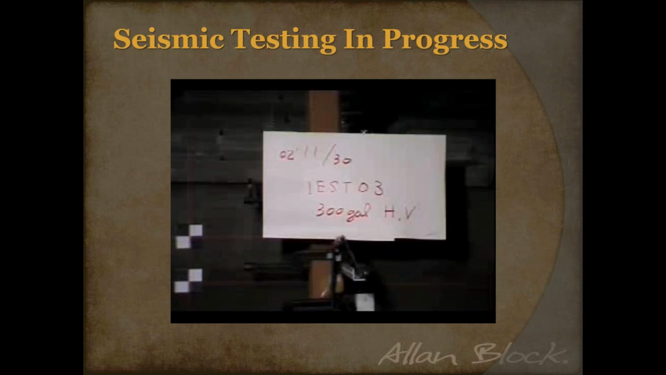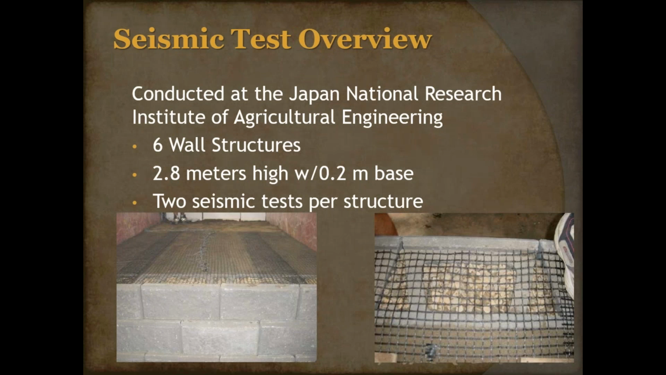Okay, so let's get into this a little bit. All right, so as I mentioned, we did 6 structures at the Japan National Research Institute. Each structure was just under 10 feet, so 2.8 meters, with a little bit of buried block. We tried to put it on top of soil, so it wasn't resting right on top of that metal frame. So we tried to give it as much of a real life experience as we could.